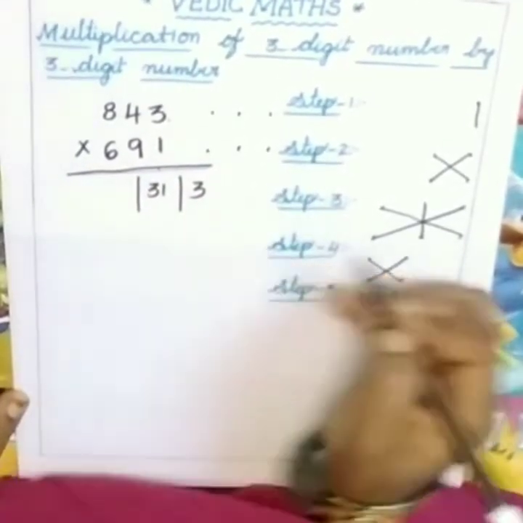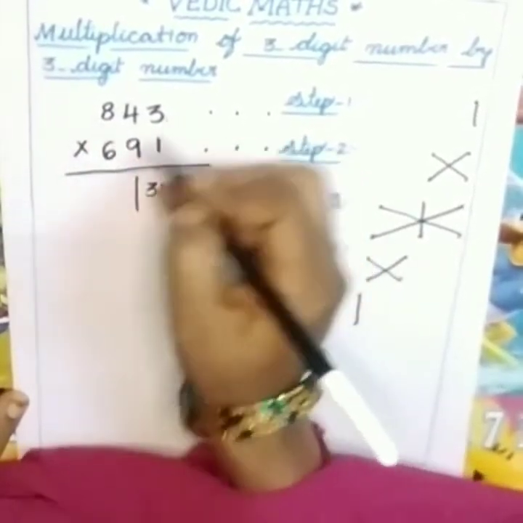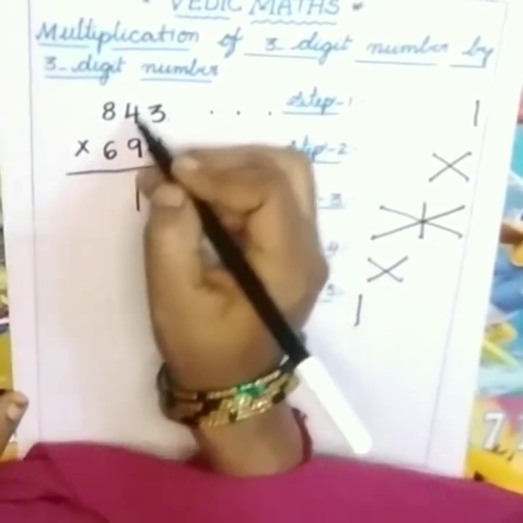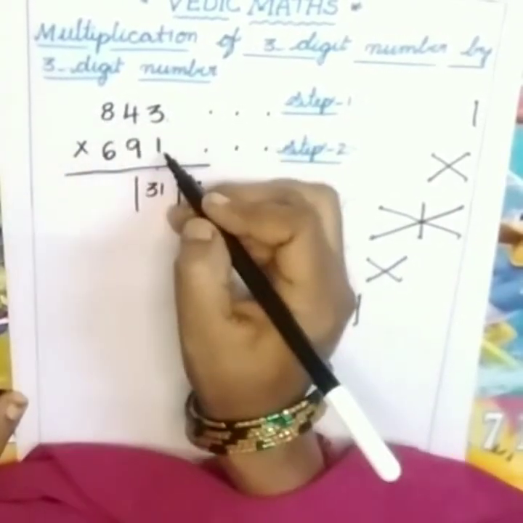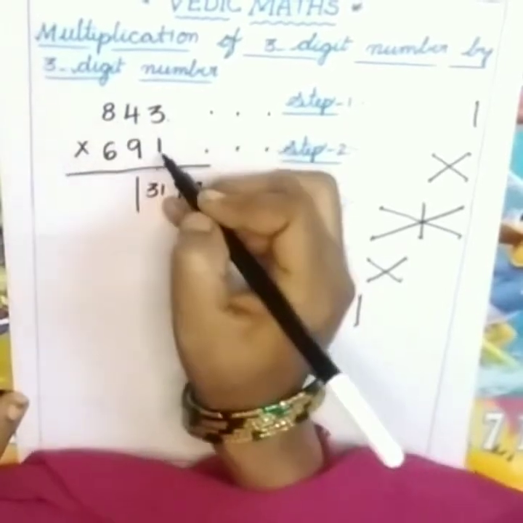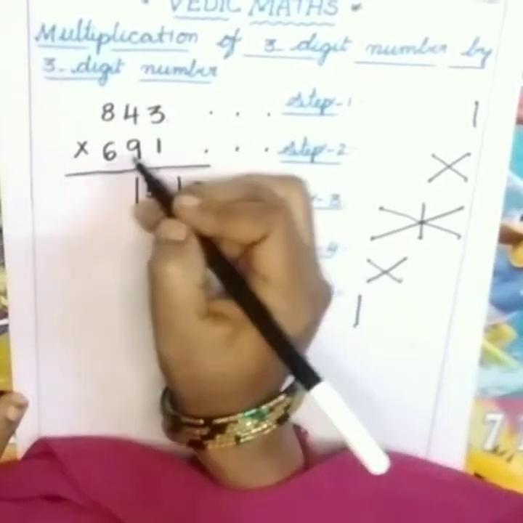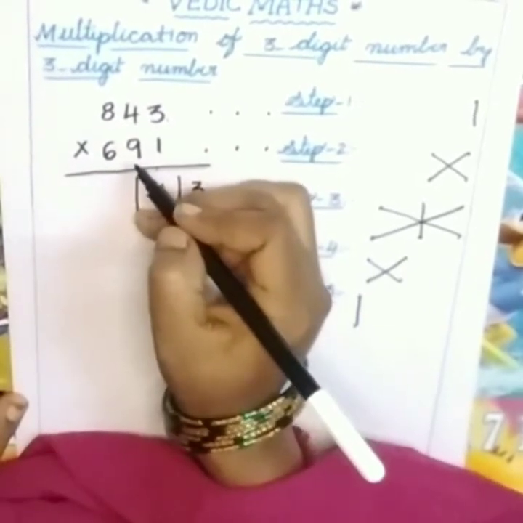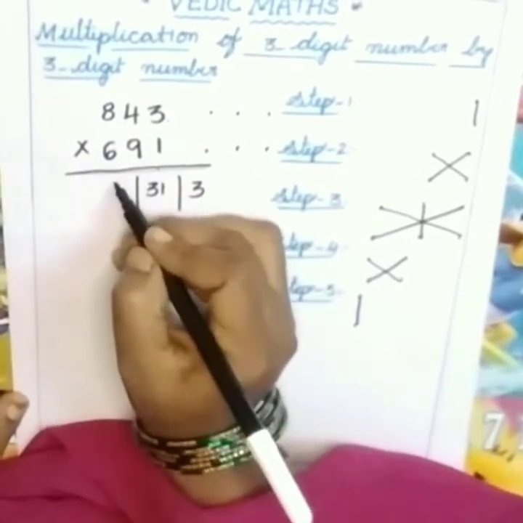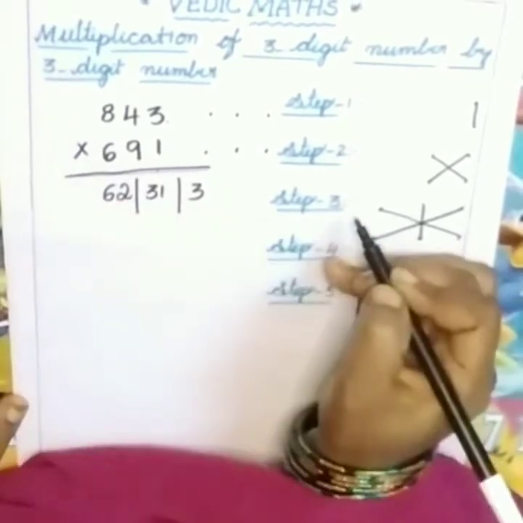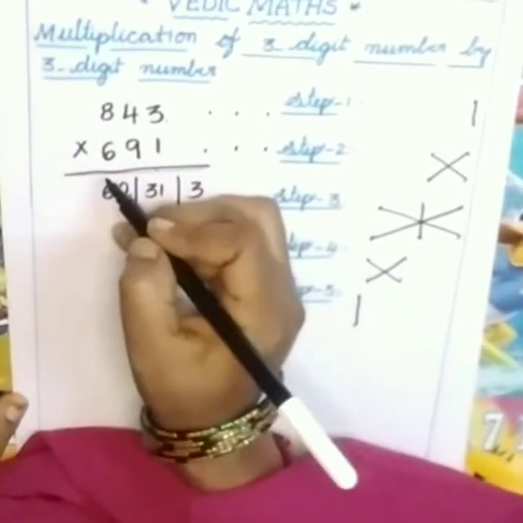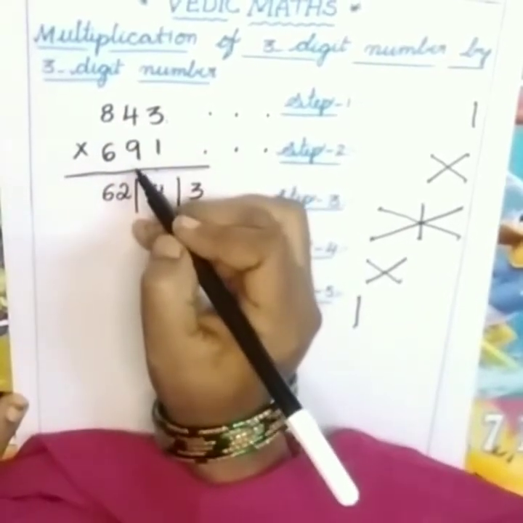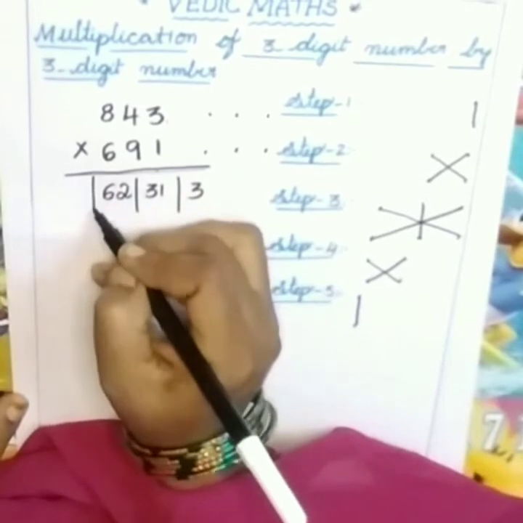The next step, we cross multiply the first and third columns, as I said in step 3, and also the vertical column. 8 1s are 8, 6 3s are 18. 8 plus 18 is 26. 26 plus 36 is 62. Let me tell you again: 8 1s are 8, 6 3s are 18, 8 plus 18 is 26, 26 plus 4 9s are 36, which is 62. That is the third step.